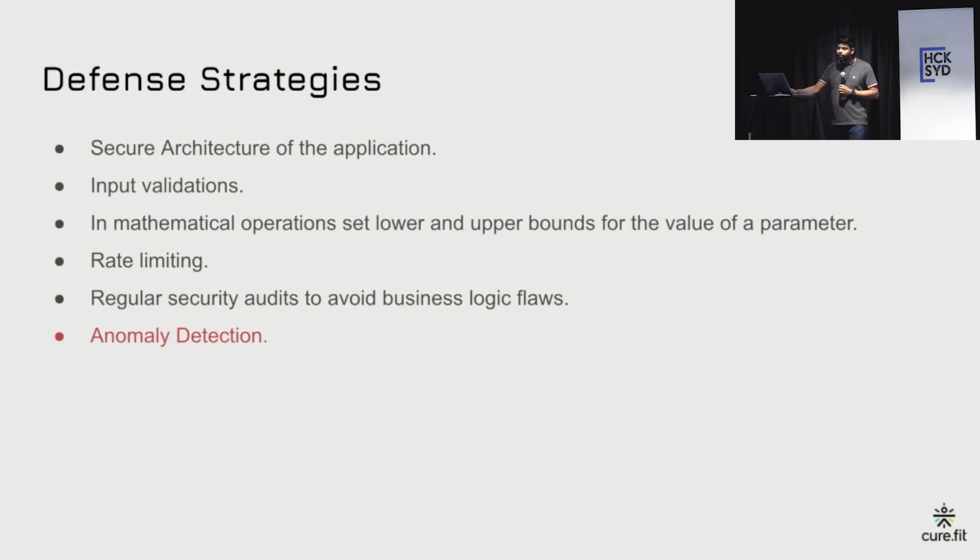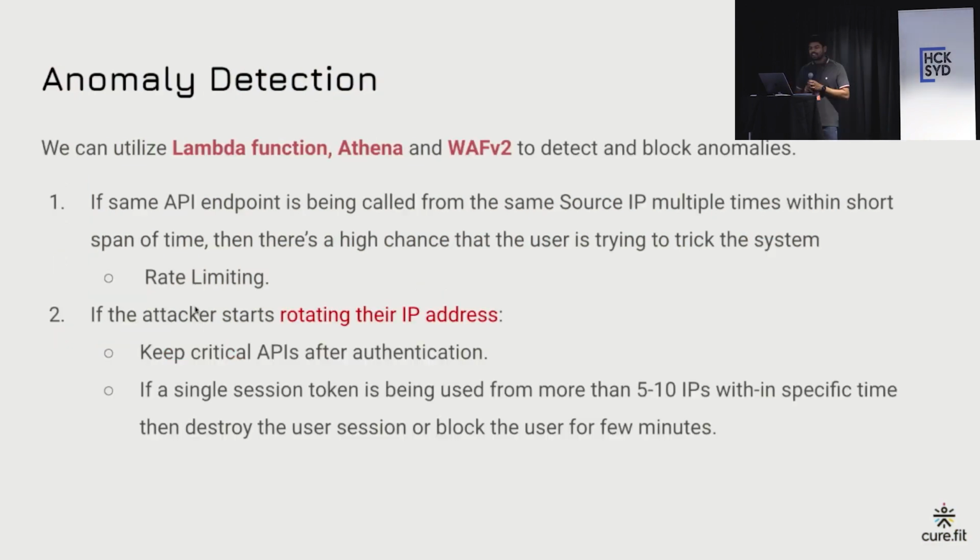And regular security audits need to be done for any kind of application which you are using inside your organization. And the last one will be anomaly detection. So this is the main thing which we should be taking care of. With the Lambda function, Athena and AWS WAF, we can detect and block the anomalies based on your application. You have to analyze it first, then you can put in logic based on that.